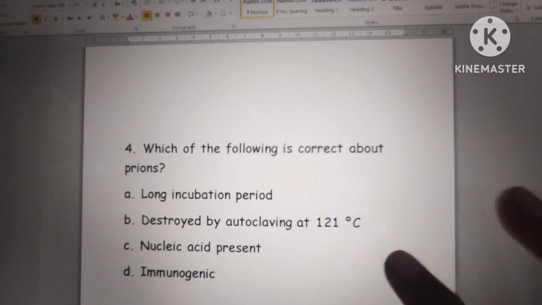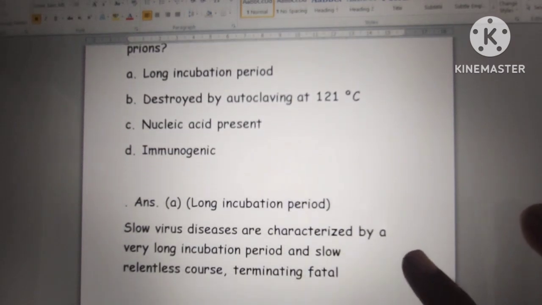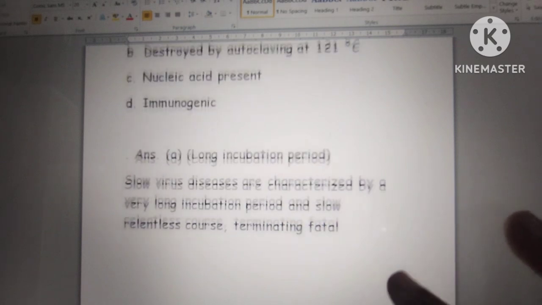Here the autoclave temperature is about 134 degrees for 1 to 1.5 hours. Slow viral diseases are characterized by very long incubation period and slow course, and ultimately they are fatal.